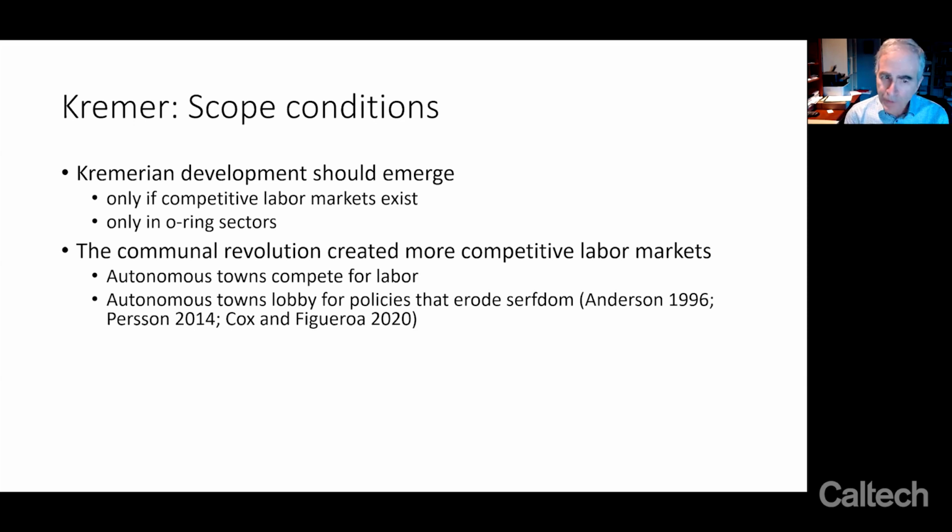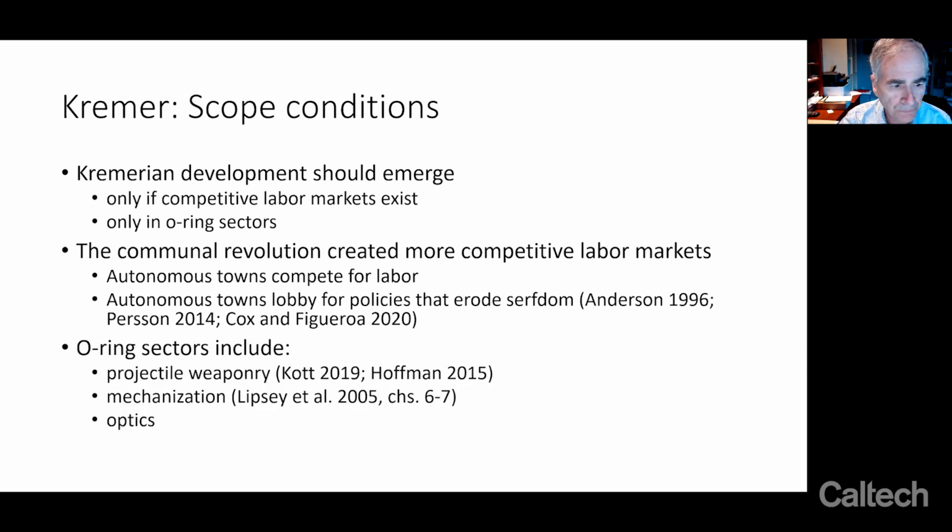So after the communal revolution, in those parts of Western Europe which are most affected by it, you get much larger wage labor markets than was typical beforehand, or than you can find elsewhere in Eurasia. As far as the O-ring sectors go, we focus and give some examples of things like projectile weaponry, mechanization, optics, and the like.